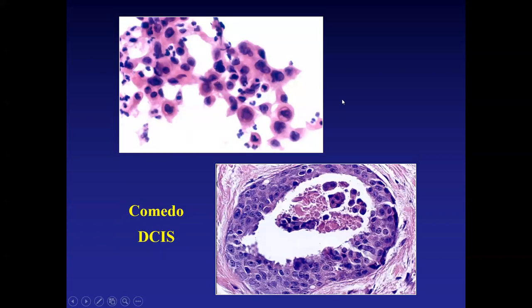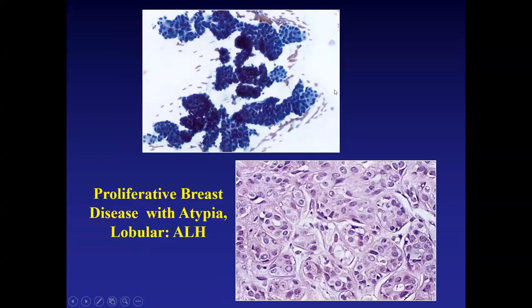This is high-grade ductal carcinoma in situ. You can see this is a high-grade lesion with atypicality, nuclear enlargement, and a lot of necrosis in between. And you can see the same thing in cytology. Look at these individual cell necrosis and the atypicality in individual nuclei. Not difficult to really diagnose.